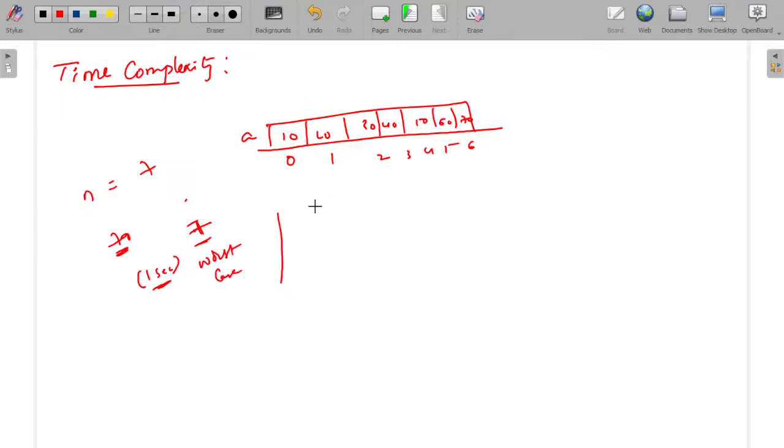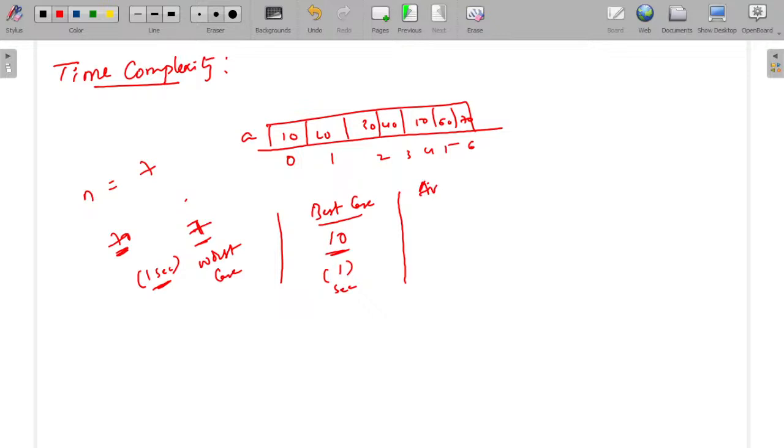And then we have something called the best case. The best case can be defined like this: the value that you are about to search is found in the very first step. For example, if I've been asked to find 10, now 10 is found in the very first comparison. And what is the number of comparisons that we have taken? Only one. If one comparison takes 1 second, then it is going to be only 1 second. So this we call best case time complexity.